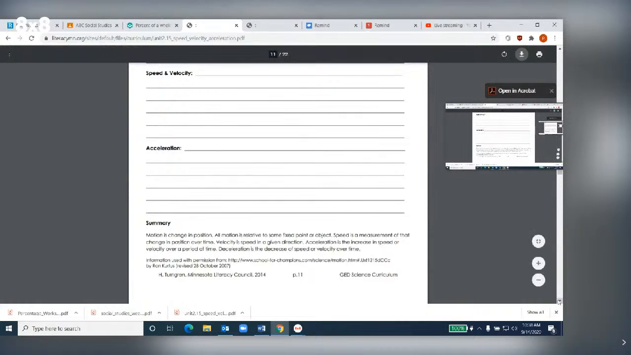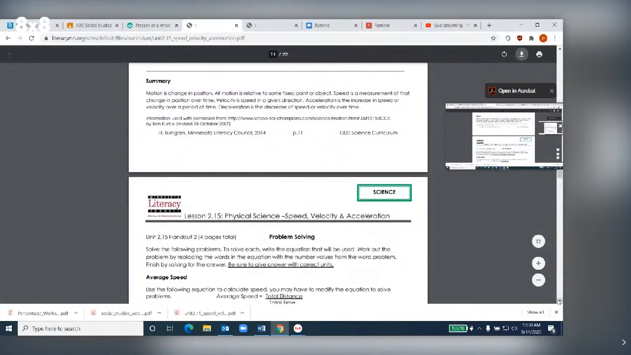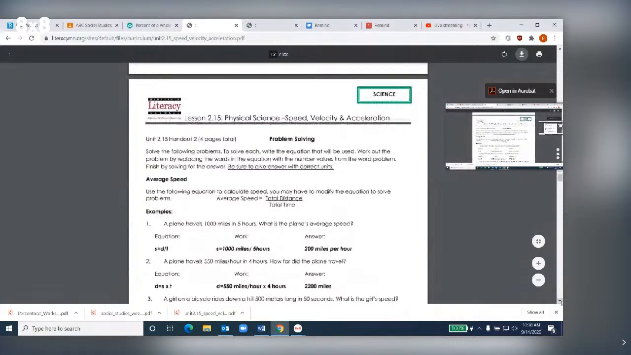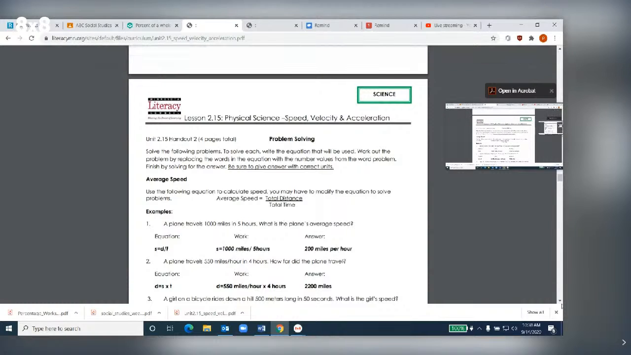Okay. This next thing here is some problem solving about these three things. It says solve the following problems. To solve each, write the equation that will be used for work. Work out the problem by replacing the words. Be sure to give the equation with the number values from the word problem. Finish by solving the answer. Okay, so average speed is total distance over total time.